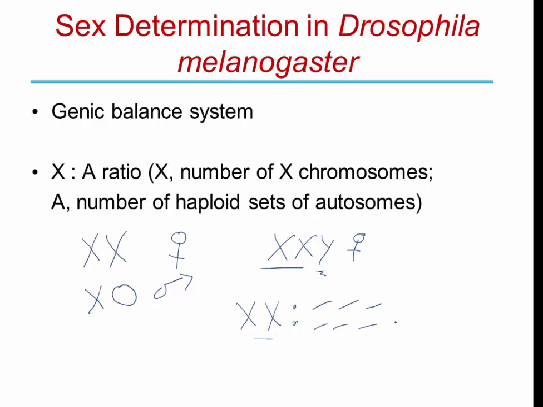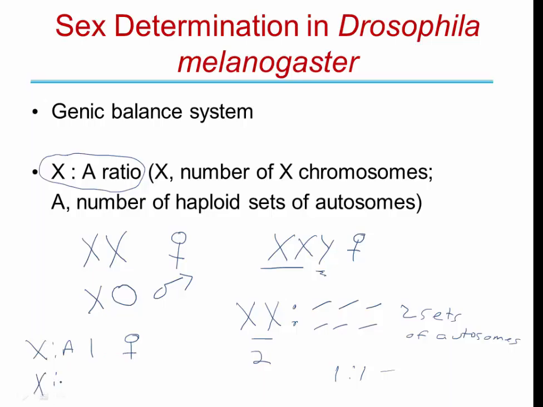So here we have 2 sets of autosomes and 2 X chromosomes. So we call that an X to A ratio of 2 to 2 or 1 to 1. So if we have an X to A ratio of 1, it's a female. But if we only have 1 X chromosome, we have an X to A ratio of 0.5, and that's a male.